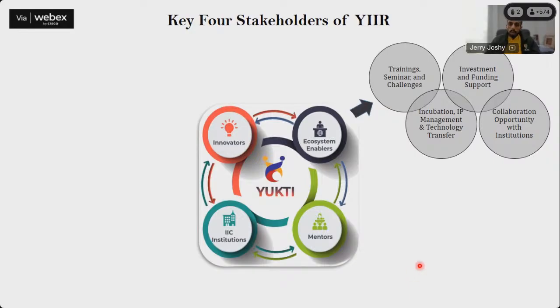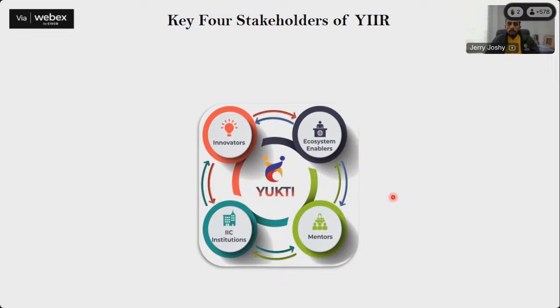For the ecosystem enablers, the training and the seminar and the challenges, along with the incubation, IP management, and technology transfer, followed by funding and support opportunities, thereby collaborating with the institutions in an effective way can take place. So these are some of the main indicators for the stakeholders for the Yukti Innovation and IP Repository.